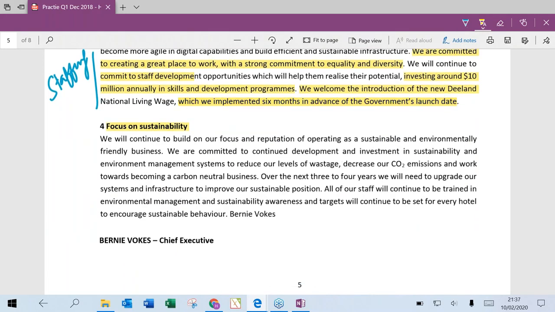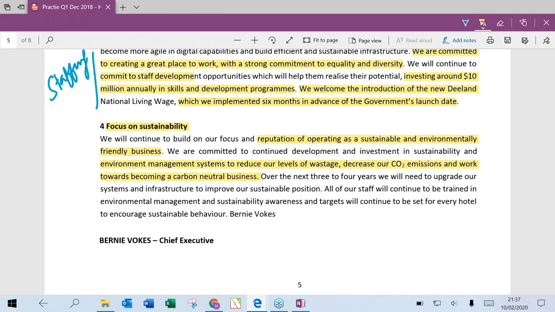We will continue to build on our focus and reputation of operating as a sustainable and environmental friendly business. We are committed to continued development and investment in sustainability and environment management systems to reduce our level of wastage, decrease our CO2 emissions, and work towards becoming carbon neutral businesses.